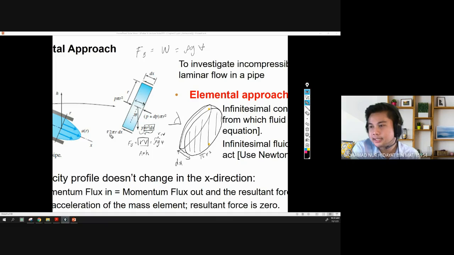Okay, this is the body weight. And you can see here, this is tau 2 pi r dx. This is shear stress. Tau is the shear stress. This is tau multiplied with area. This is area. So what do you think of the area?